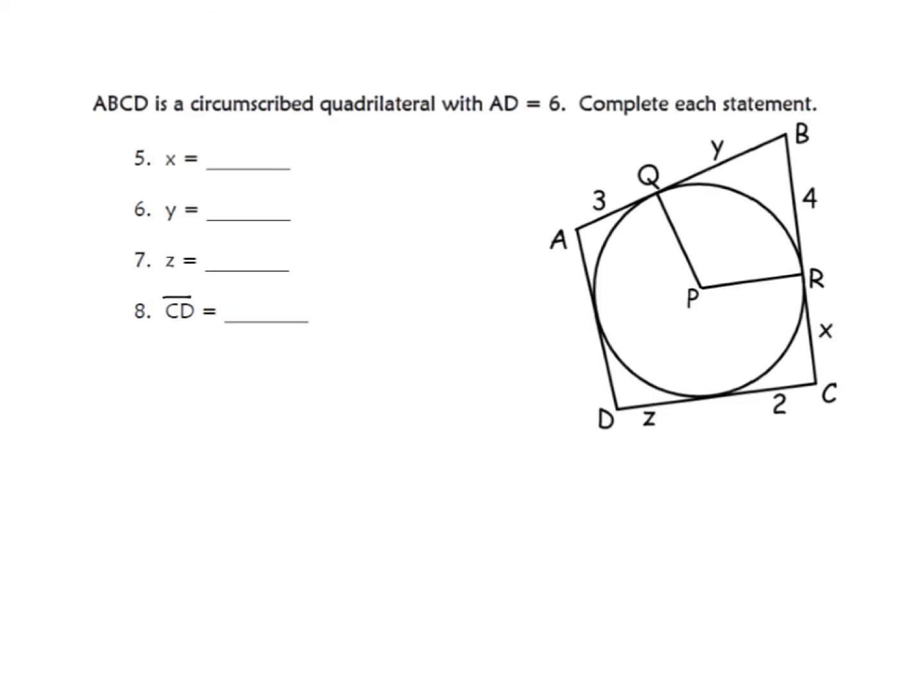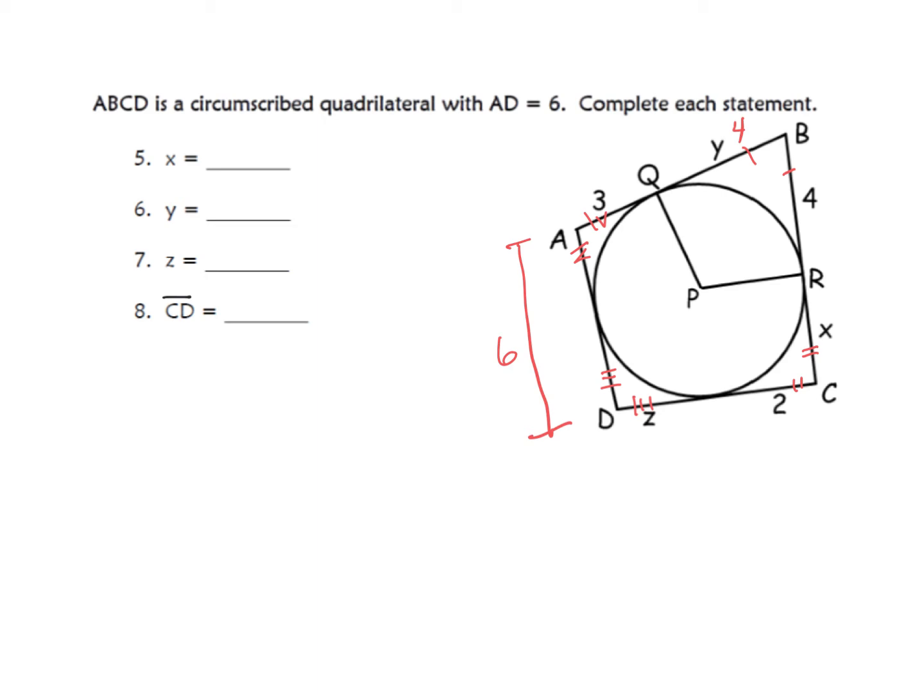Next one says ABCD is a circumscribed quadrilateral with AD equal to 6, so this whole distance here is 6. Complete each statement. I remember that these are all tangent segments, so they each have to be congruent. So I can follow that around. If this is 4, I know that y has to be 4. So I'm going to go ahead and mark all of those for us.